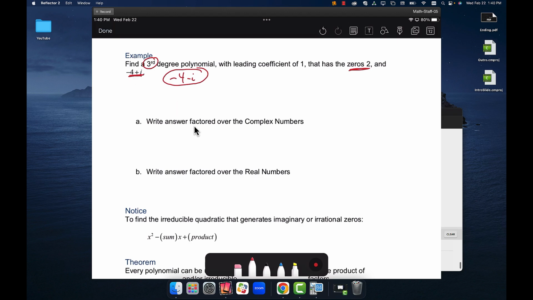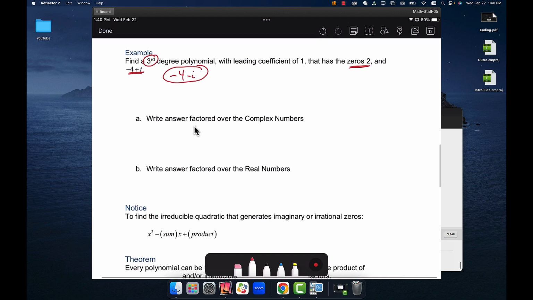First, we'll write the answer, the polynomial, factored over the complex numbers. So that function f will look like x minus our first 0, which in this case is 2, times x minus our second 0, which they tell us is negative 4 plus i, and then x minus our third 0, which we just found to be negative 4 minus i.